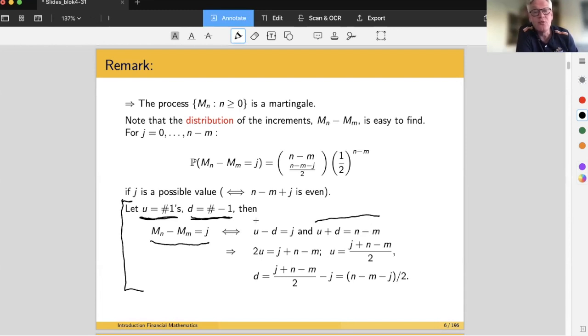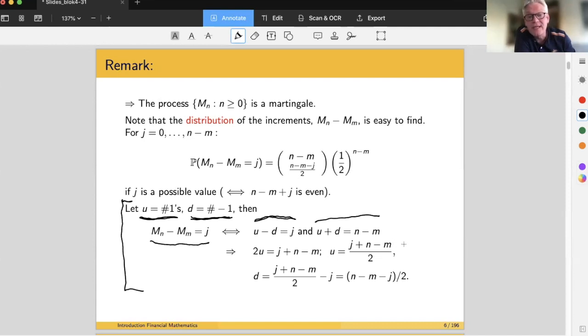Then moreover, u minus d is equal to j, the value it has reached. The number of upward steps minus the number of downward steps gives you the number we have reached. Now, these are two equations with two unknowns. We can just add them together. This one plus this one gives us 2u, the d cancels out. 2u is equal to j plus n minus m. And that gives us, of course, that u is equal to (j plus n minus m) over 2.